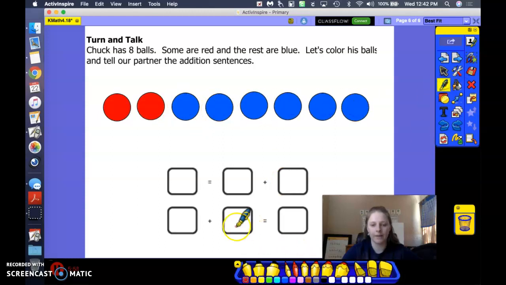Let's go ahead and solve this. Pay attention to our number sentence. Right here we have our whole and we have our parts over here, our add-ins. So make sure we pay attention, and let's start with the whole. How many do we have all together? 8. Great. How many are red? 2. And how many are blue? 6. Great, now we're going to flip this sentence and write it another way. 6 plus 2 equals 8.